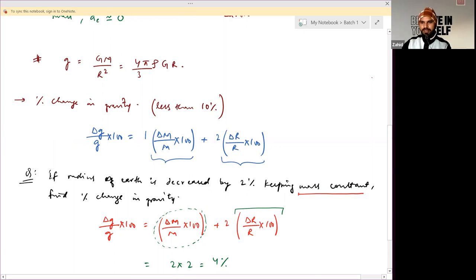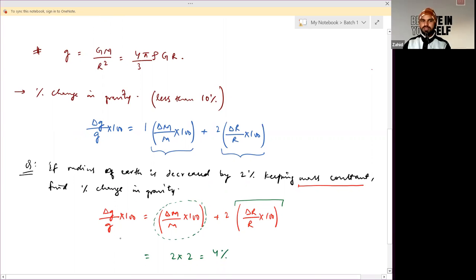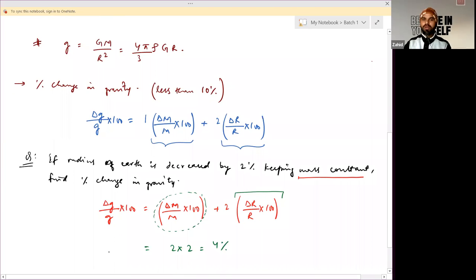Now the next question will be whether this percentage change in gravity will be increasing or decreasing. According to the relation, gravity equals GM by r square. So gravity is inversely proportional to radius. If radius is decreasing, gravity must be increasing. So it will be increased by 4%.